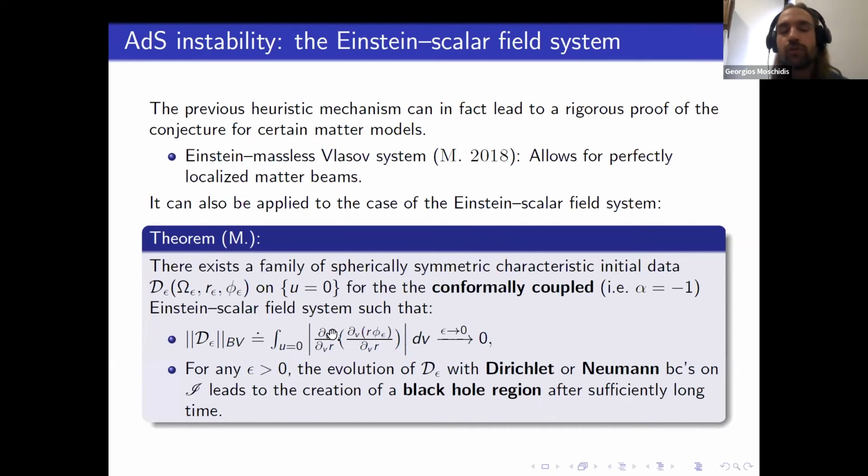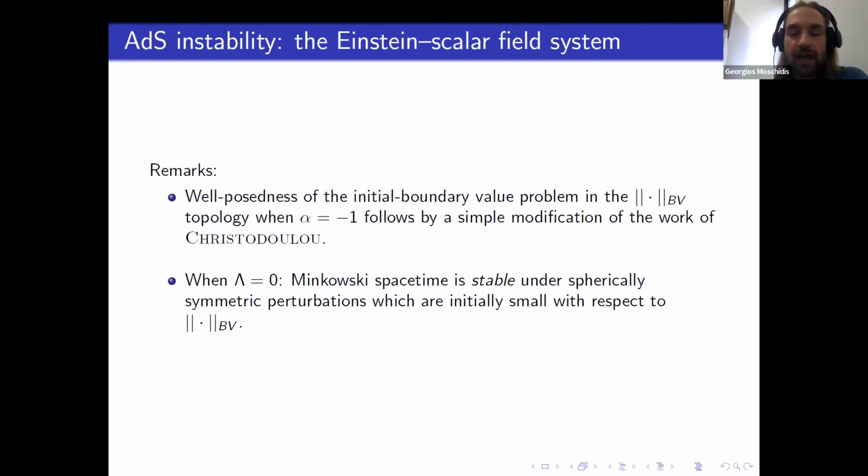The BV norm of Christodoulou, you can think of it as a BV norm of the derivative of the scalar field initially. So this is a scale invariant norm, scale invariant, of course, if you also rescale the cosmological constant appropriately. And as you can see, it's a low regularity norm.